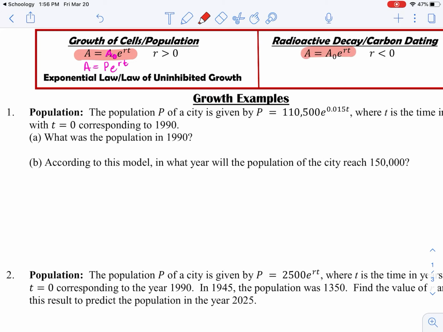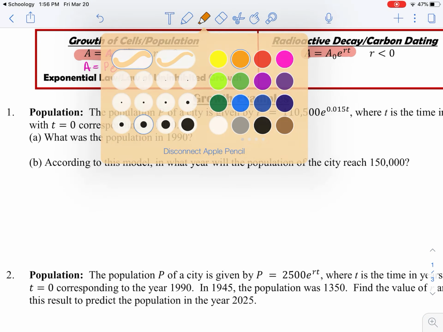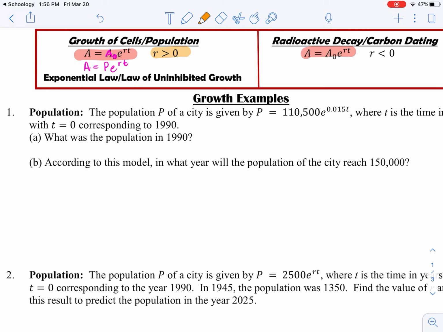Radioactive decay, if you look at it, it is also PERT. So the difference between the two is that growth is for values where the rate is greater than 0, and then for decay, the rate is less than 0, which makes sense for growth versus decay.